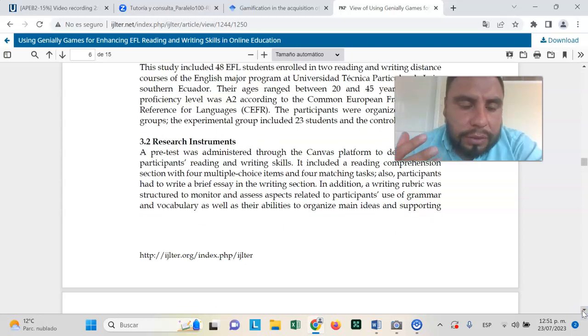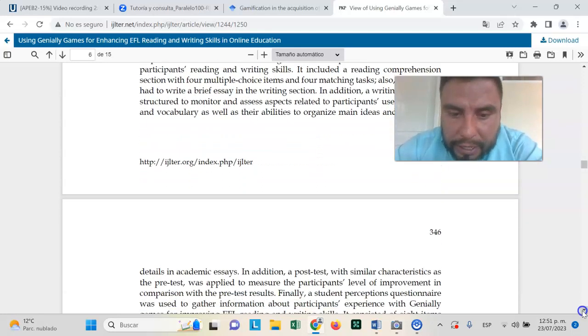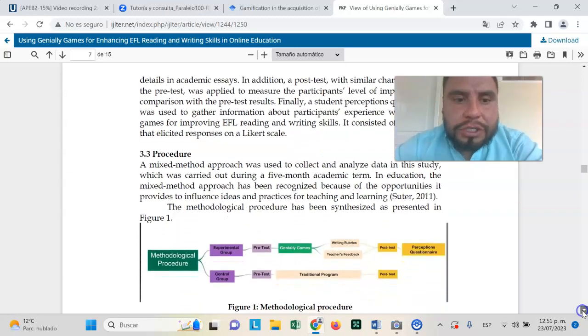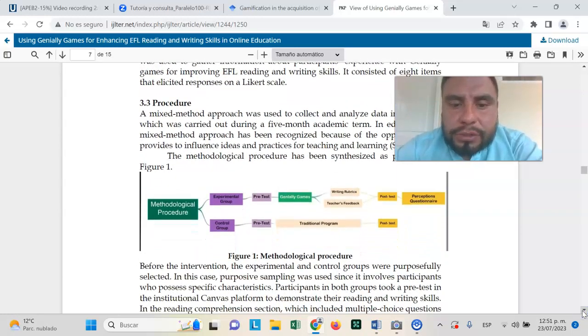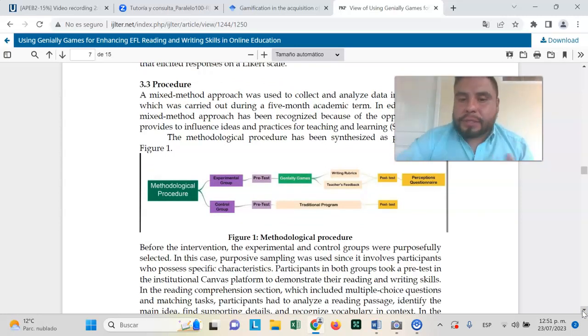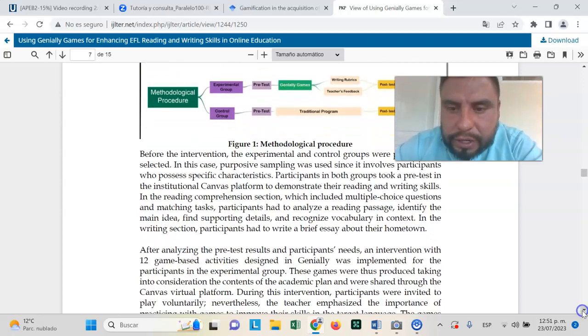Here we can find which instruments were applied in order to get the information. The procedure describes some characteristics and the steps of how the test was carried out.